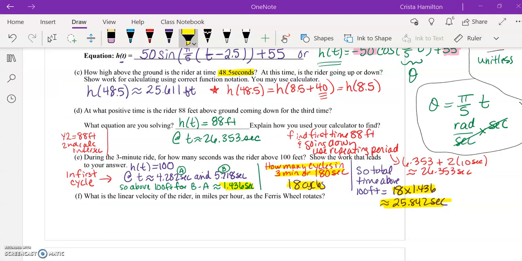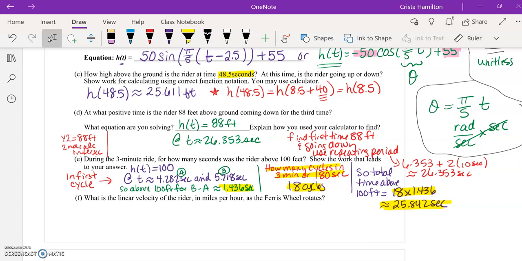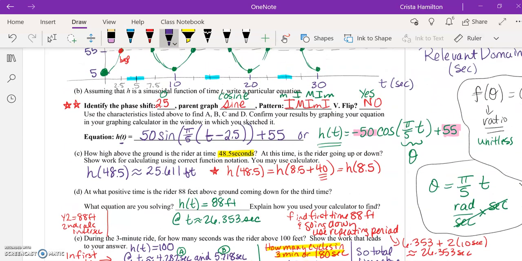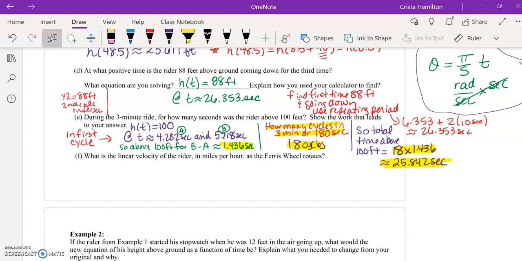All right, and then our last part of this problem, we've been working really hard on this one problem, is to find the linear velocity of the rider in miles per hour. This goes back to one of the first problems that we did. Remember, I'm going to grab the angular velocity I wrote earlier, which is pi over 5 radians per second. And remember that this is just a conversion problem. Why don't you pause the video and try to put in your conversion units.